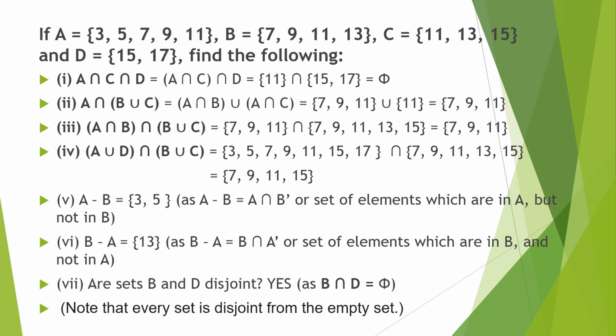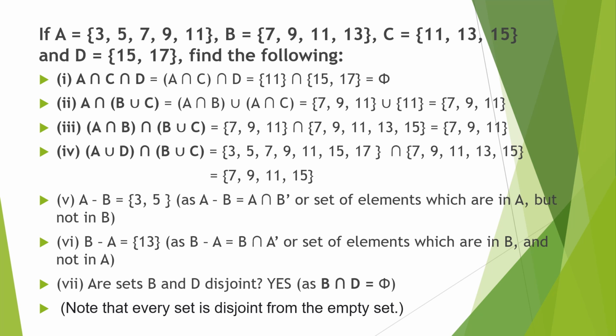A intersection B union C. You can do it in two ways. Either you first find B union C and take A intersection with that, or you can use the distributive property. What is the distributive property? A intersection (B union C) is (A intersection B) union (A intersection C). So if you do it in that manner, A intersection B is 7, 9, 11 and A intersection C is just 11 and the union of both of them is 7, 9, 11.